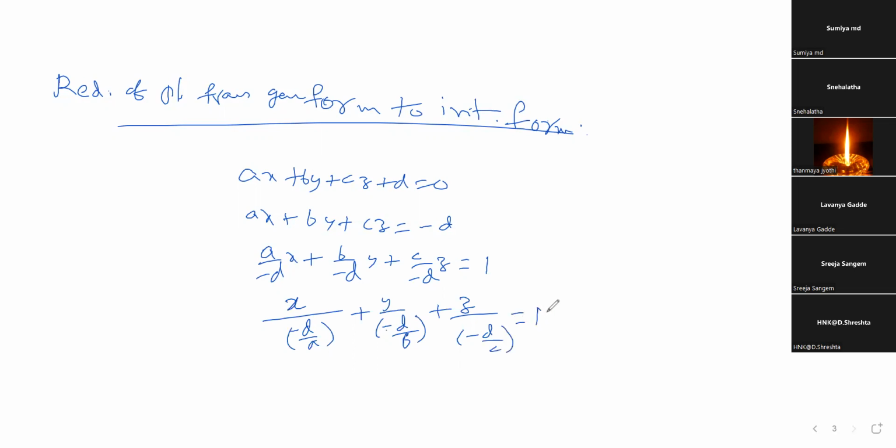equals 1. So whenever we are given an equation in general form, this is the way to convert the plane equation into intercept form. All right, this is the way to convert the plane equation from general to intercept form. Now I'm going to take one problem.